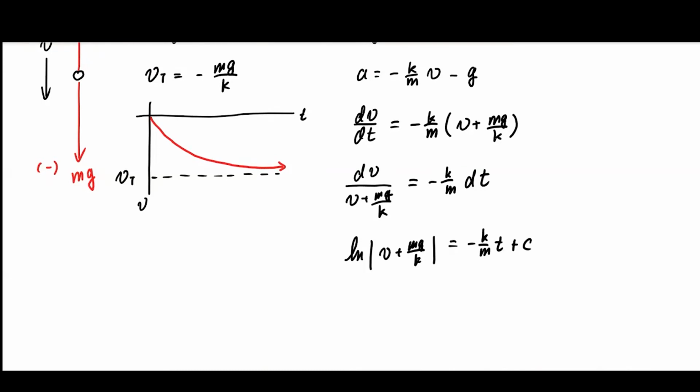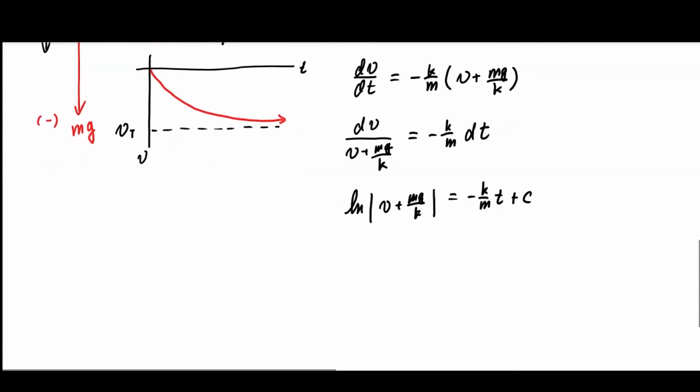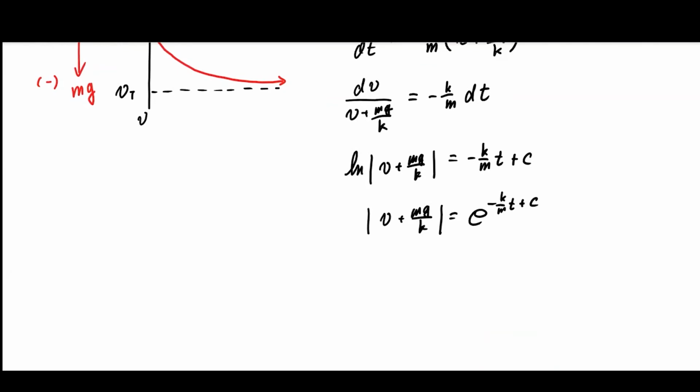How are we doing so far? Good. Now we have to solve this for v. So we take e, or write it in exponential form. So we have the absolute value of v plus mg over k is equal to e to the negative k over m t plus c. Good. We can apply the initial condition now, but according to the earlier video, there's an easier way. So I'm going to rewrite this. v plus mg over k is equal to plus or minus, and I'm going to use the rule of exponents to write these two separately. I'm going to write this one first, and e to the negative k over m t.